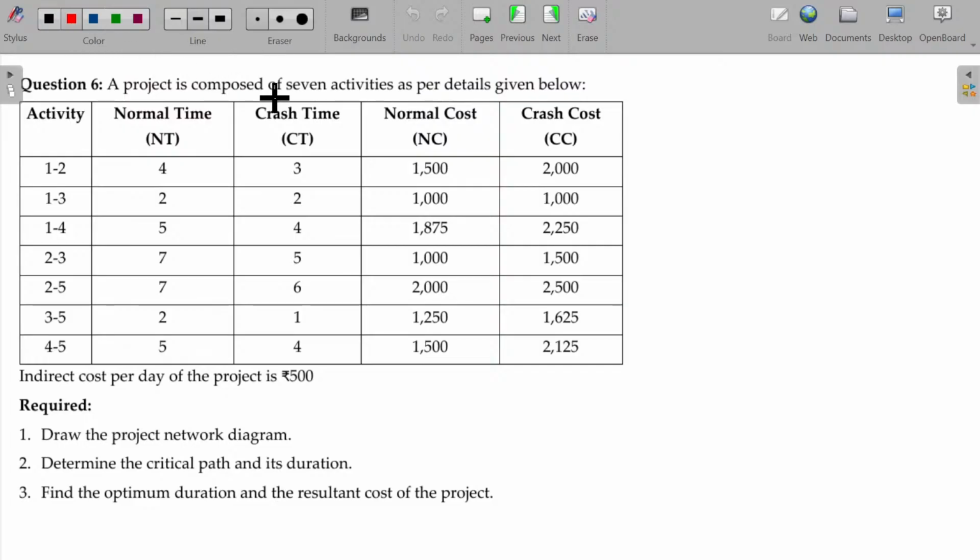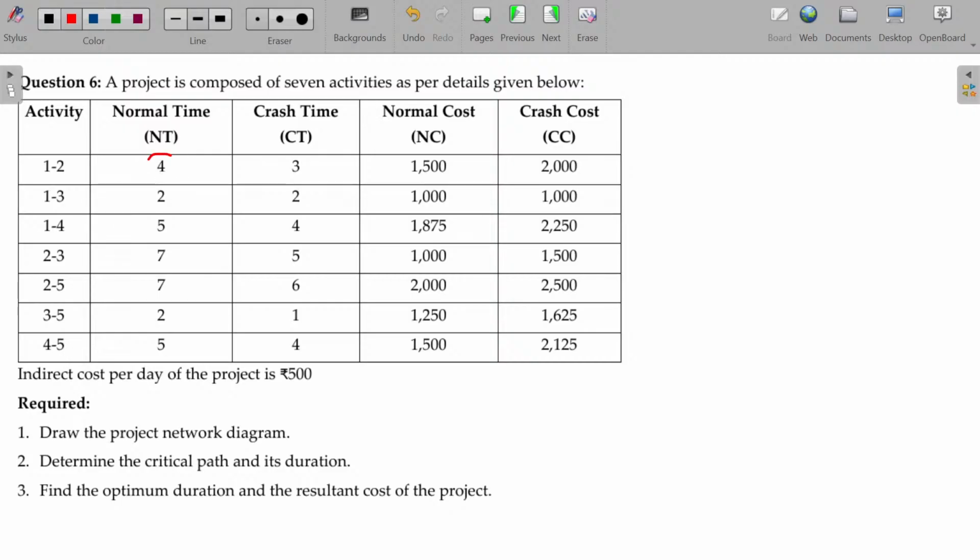A project is composed of 7 activities as per the details given below. 7 activities and normal time is given here. But if you introduce some further resources, you can crash the time consumption from 4 to 3. This is called crash time.